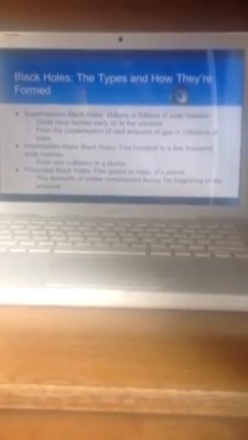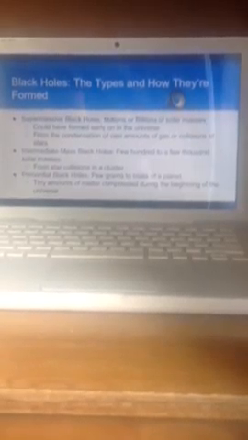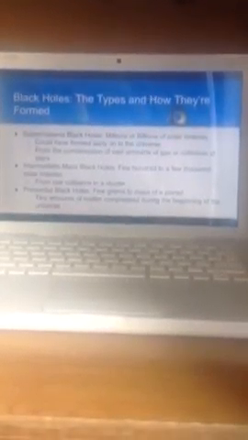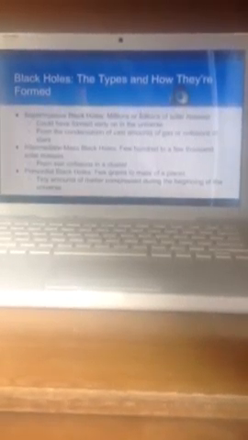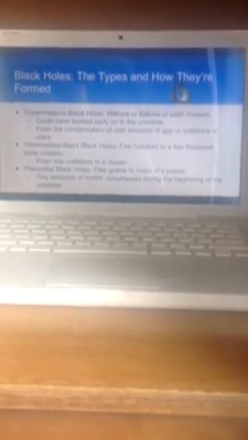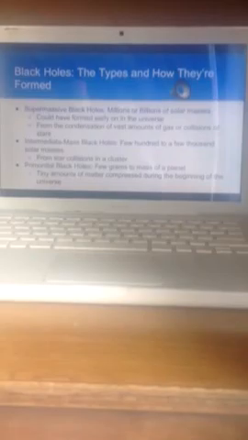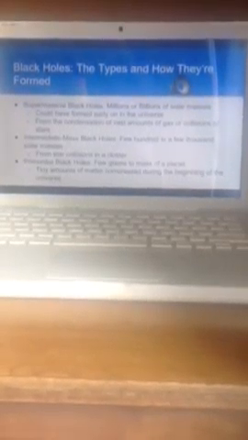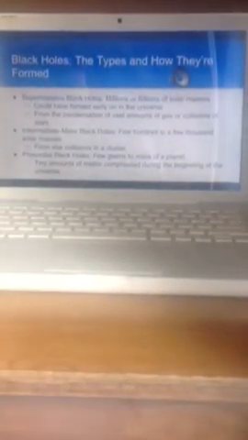Okay, so there's three types of black holes, and I will discuss what they are and how they are formed. There are the supermassive black holes, which are comprised of millions and billions of solar masses, could have formed very early from condensed gas and collision of stars. There are intermediate black holes, which are hundreds to thousands of solar masses, and they are formed from star collisions. And finally, there are primordial black holes, which are only a few grams, and they are comprised of tiny amounts of matter compressed in the beginning of the universe.